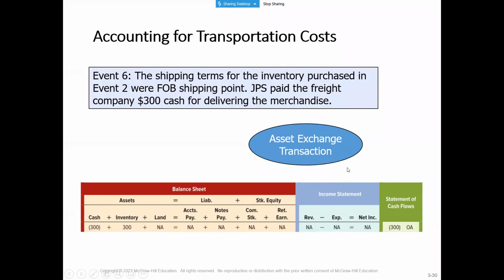So problem data might tell you what shipping terms are for inventory. And if the company paid the freight, then it's on you to label it. Okay, if I purchased goods FOB shipping point and I'm the buyer, then I'm responsible for getting those goods to me. I have to pay the shipping costs. And yes, that's part of my inventory cost.